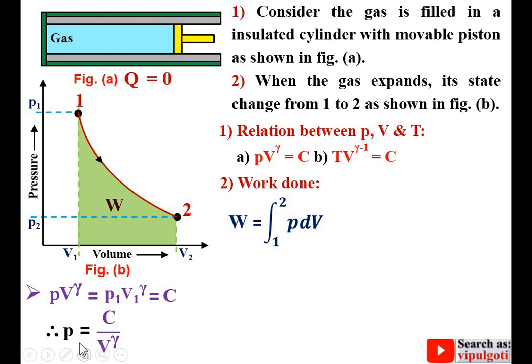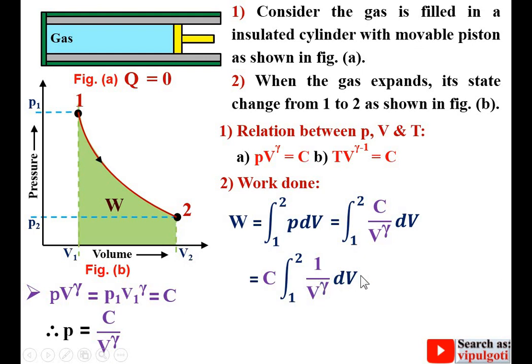Now I can put this value of P into this equation, so I can find the work done. So it is the integration from 1 to 2 as it is. Now put the value of P, that is C by V raised to gamma dV as it is. Now you know that C is a constant, so I can take it outside of this integration. The remaining term is 1 upon V raised to gamma into dV. Further simplification, C as it is, and you can understand this is V raised to minus gamma into dV.